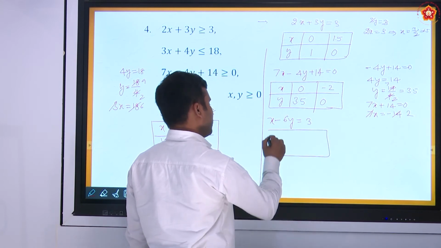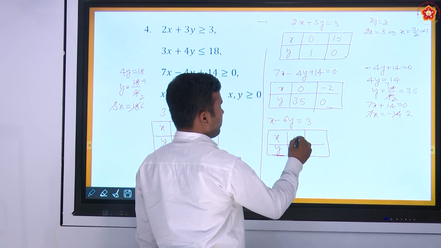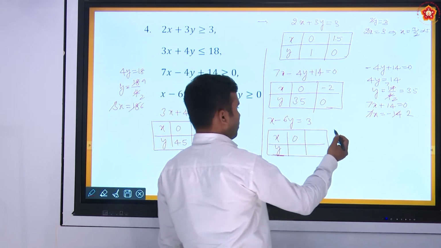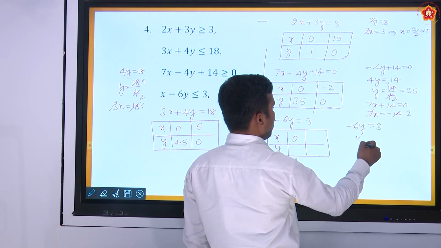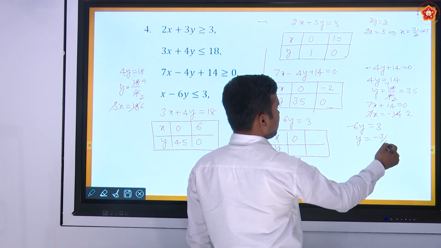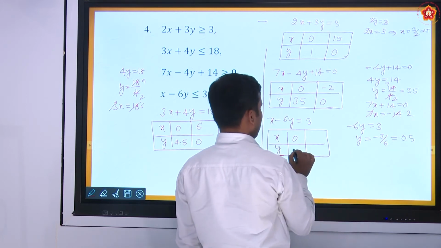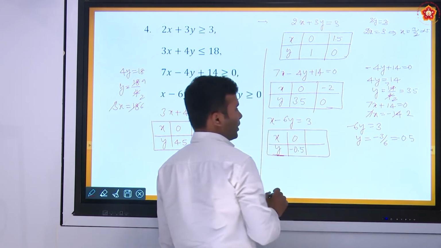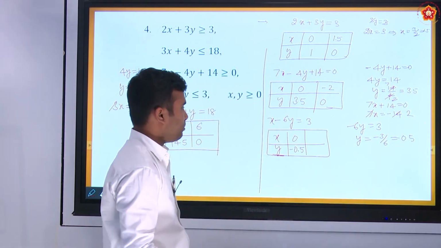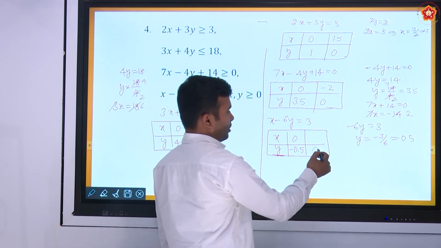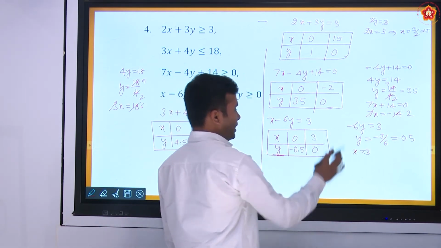Same way you can do it and find the ordinate. So x, y, when x equal to 0, what will y be? y will be minus 6, y is equal to minus 3 by 6, which is minus 0.5. Okay, so 3 1s are 3, 2s are, minus 1 by 2 is minus 0.5, you may write. And when y is equal to 0, then what will x be equal to? 3. So x is 3.